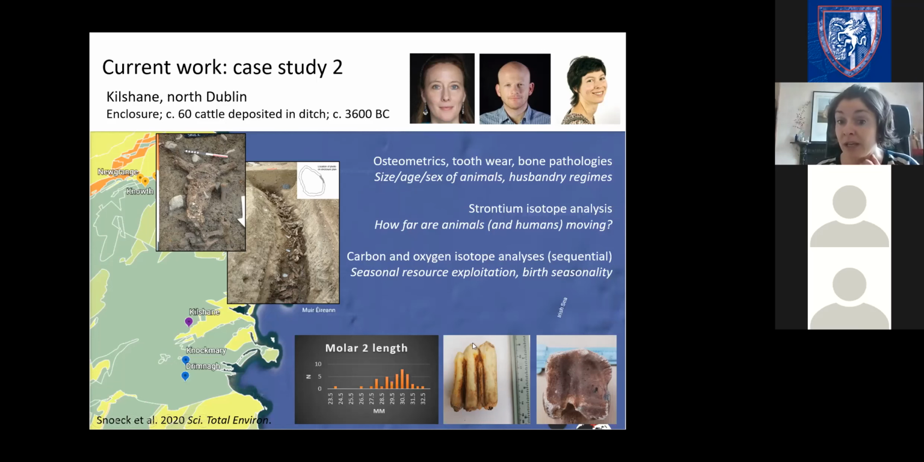And we're also going to be undertaking strontium isotope analysis on these animals, again to get a sense of how far they're moving, and who or where the communities are that are bringing this large number of animals to be slaughtered and deposited in these ditches. Are we talking about a big, widespread community, or are they quite local? We're also doing lots of sequential isotope analysis on the teeth to get an idea of seasonal resources. Are they being fed different things at different times of the year? Is there a birth season? So a very, very exciting bundle there.